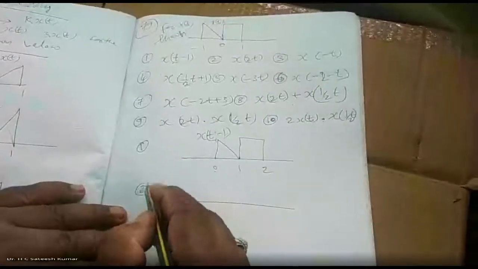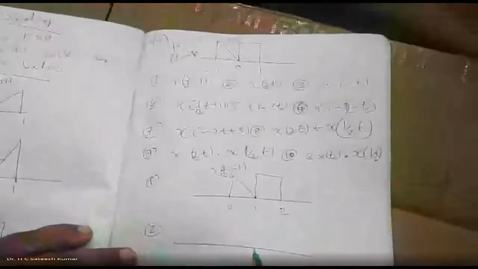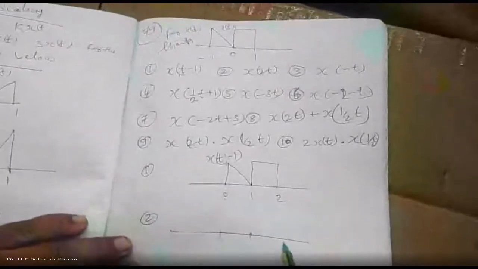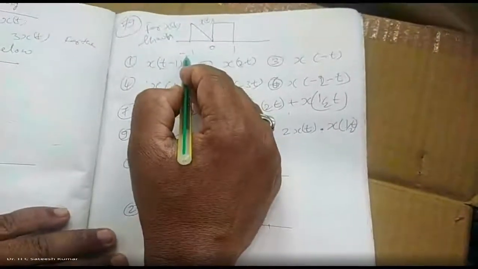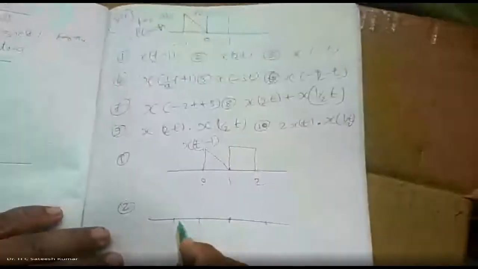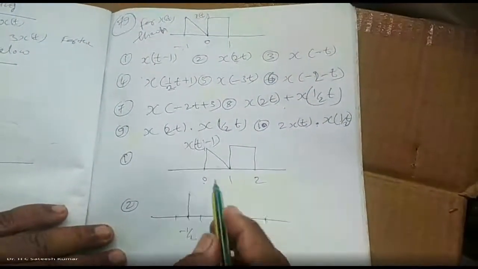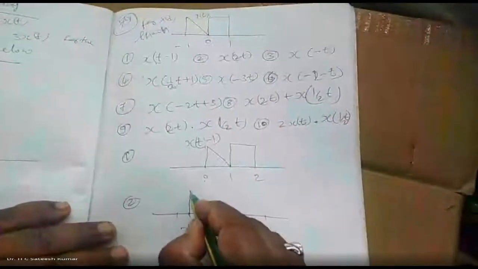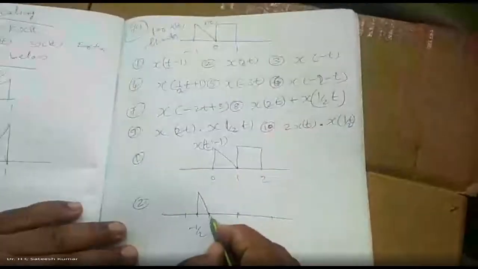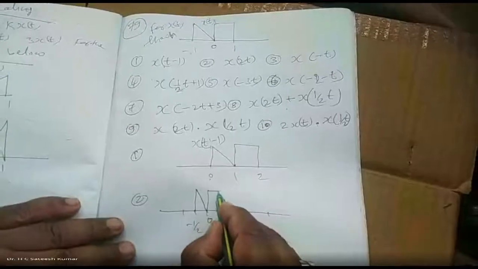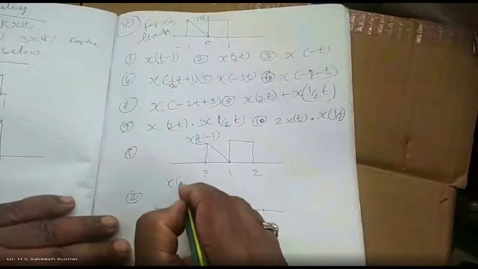Second one we shall go. X of 2t. 2t is equal to minus 1. Therefore, t is equal to minus half. So it will go to minus half. 2t is equal to 0. Therefore, t is equal to 0. 2t is equal to 1. Therefore, t is equal to half. So this is your x of 2t.